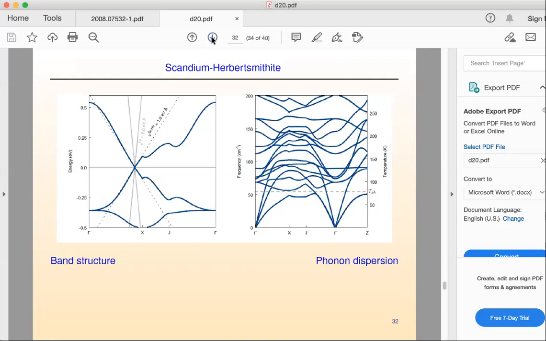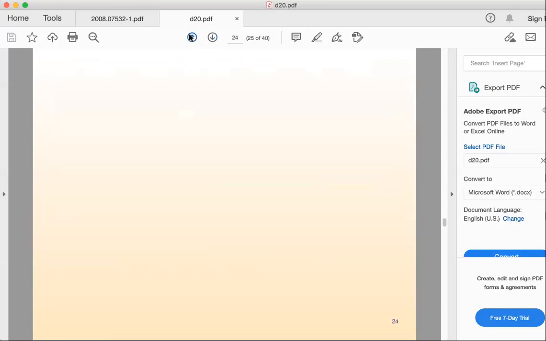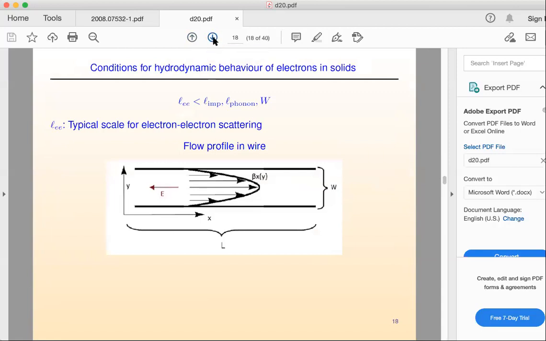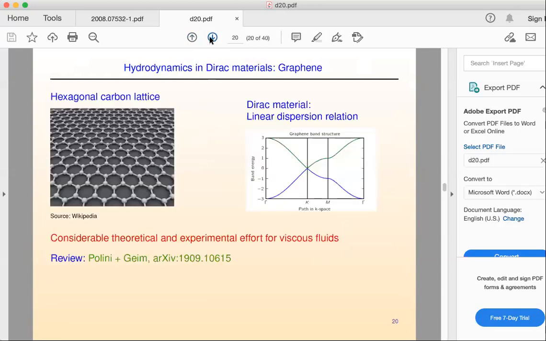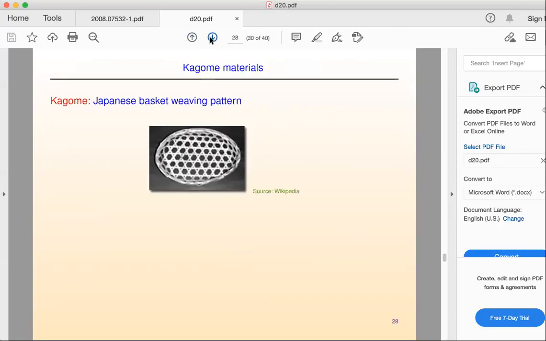So maybe I should go back a long way to show you what happens. Yeah, here it was. You see the coupling is inversely proportional to the Fermi velocity. And since here the opening angle is bigger, the Fermi velocity is smaller, and this means that this alpha will be bigger than in graphene. I hope this answers your question.